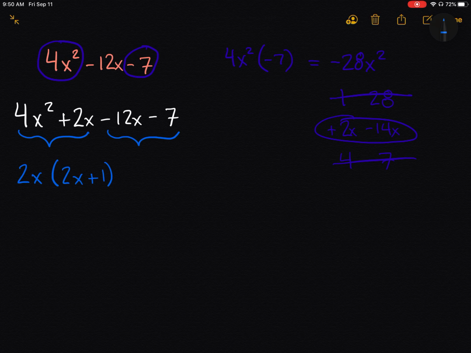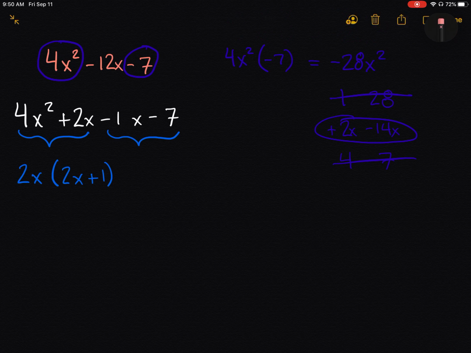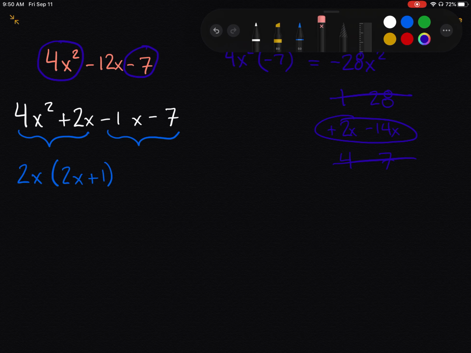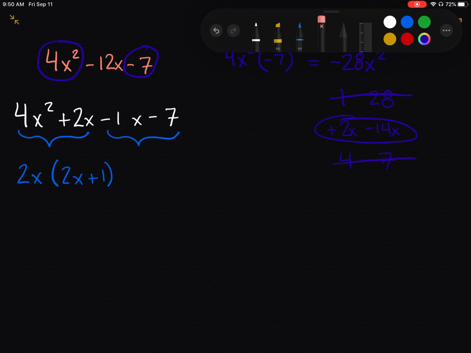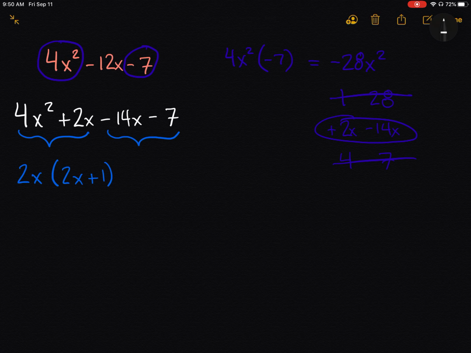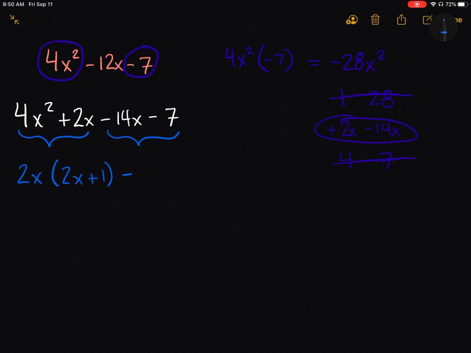And then the greatest common factor for the second group should be, I'm sorry, I made a mistake. This should be 14x. Let me put in a 14. So then the greatest common factor for negative 14x and negative 7 is going to be a negative 7, and then we would still have 2x plus 1.